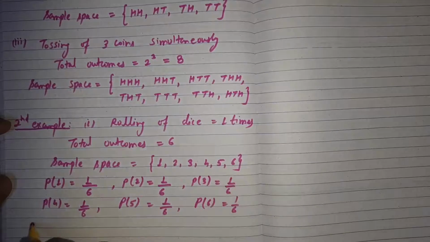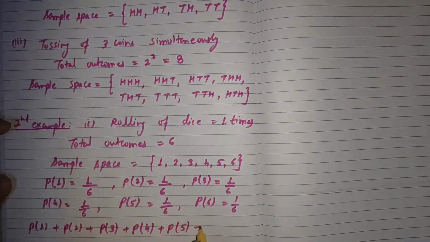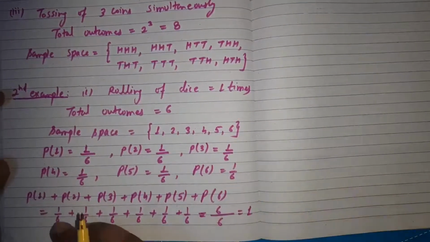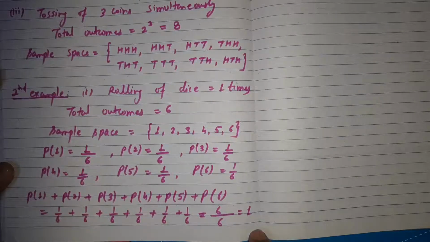We can check here, p1 plus p2 plus p3 plus p4 plus p5 plus p6 is equal to 1 by 6 plus 1 by 6, 1 by 6, 1 by 6, 1 by 6 and 1 by 6. LCM is 6, so it will be 6 by 6, it means 1. So we can see here the sum of all the probabilities in a sample space, we have got 1. So I think this is clear.